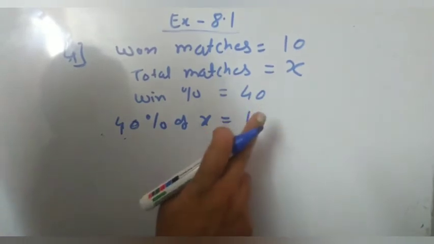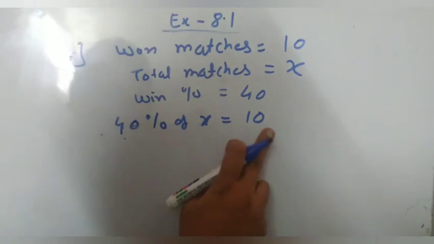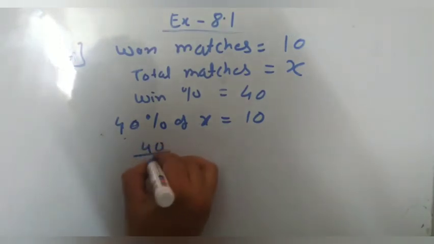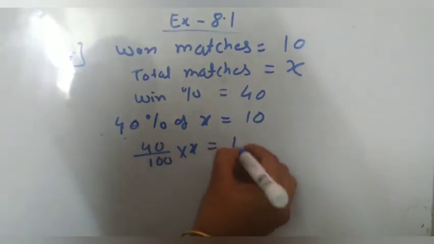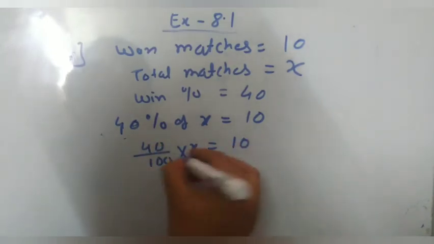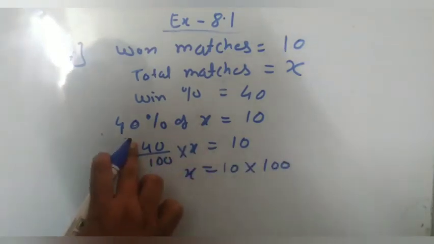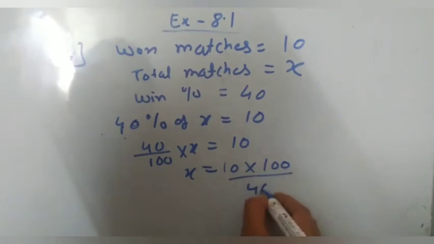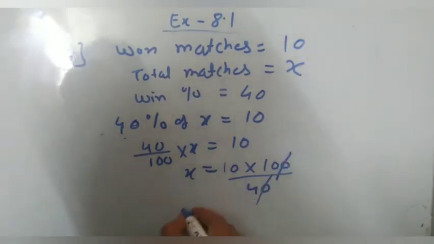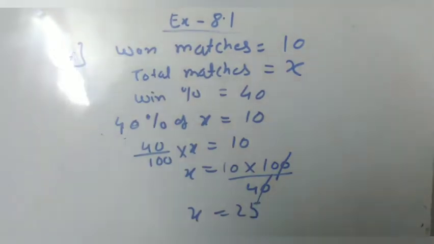Out of X they played, they won 10 matches, so we have to take 40% of X, which is equal to 10. So 40% means 40 upon 100 multiplied by X equals 10. So we have to transpose this value to this side. 10 upon 100 will become multiplied by 100. This is multiplied by 40, so this will become upon 40. So this 0 will cut, and we will get X equals 10 into 10, 100 upon 4, which will be 25. So the total matches they played equals 25.